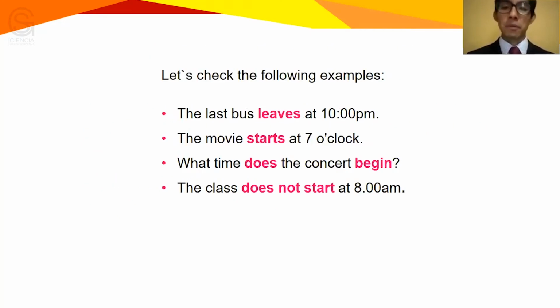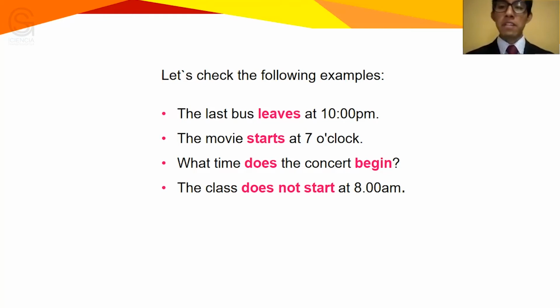Let's check the following examples. The last bus leaves at 10 p.m. The movie starts at 7 o'clock. What time does the concert begin? The class does not start at 8 a.m. Once again, all of these sentences are expressing scheduled events, and we are using present simple to express them because they are not likely to change. If the bus leaves at 10 p.m., with a lot of difficulty, this time will be changed. Or if the movie starts at 7 o'clock, if you go to the movie theater, it is hard to believe that the movie will start after this exact time.